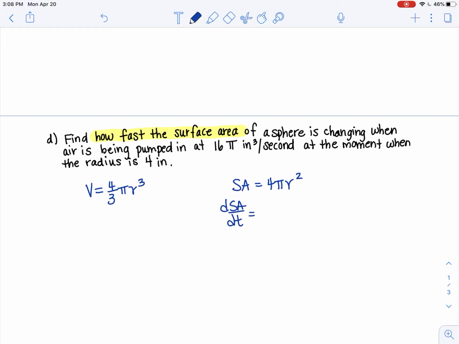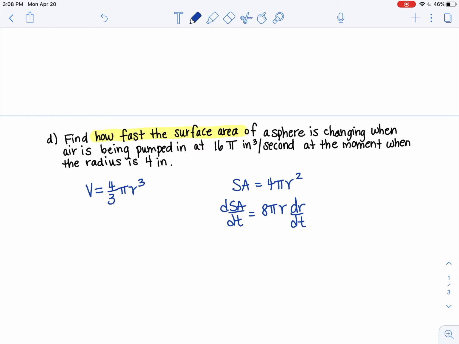You're taking the derivative in terms of t. So remember, every variable gets followed up with d of that variable over dt. So that's why I start with dSA/dt. This becomes 8 pi r dr/dt. Now if you take a look at the information provided, I'm looking to calculate dSA/dt. I know the radius is 4, but I don't have anything yet for dr/dt.